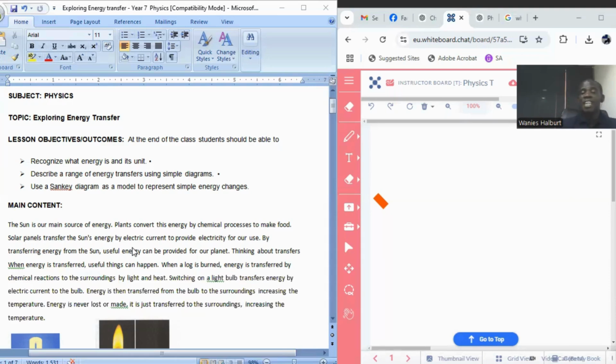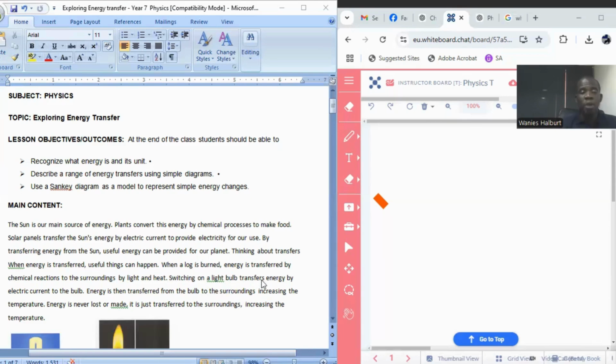Plants convert this energy by a chemical process to make their own food. And we also use the sun to generate electricity in our various homes through solar panels. We've also heard of that. So the energy from the sun is being converted to electrical energy, so it becomes useful energy in our homes.